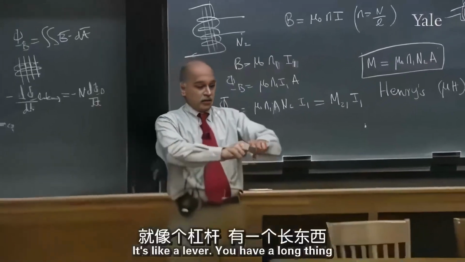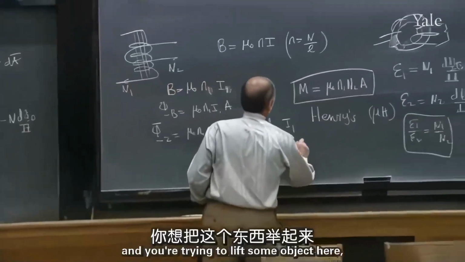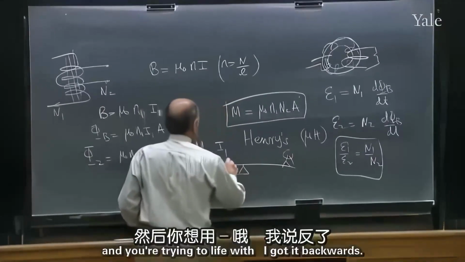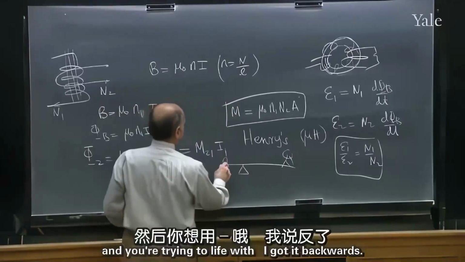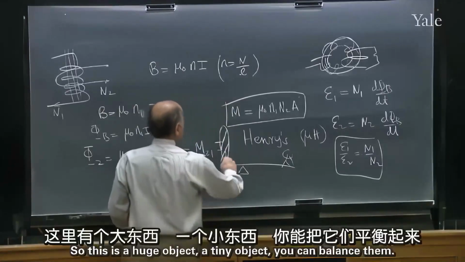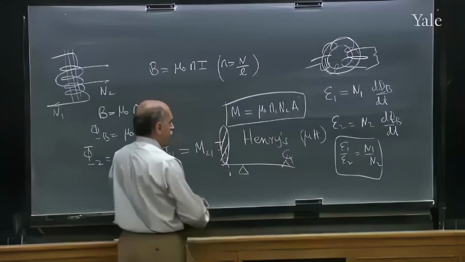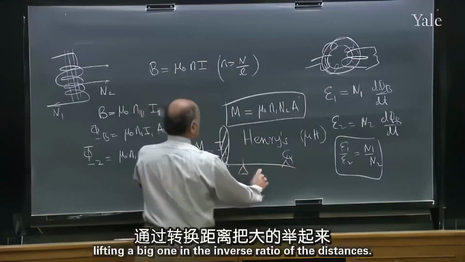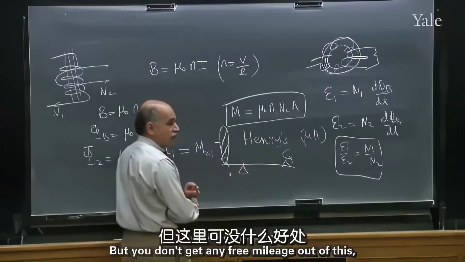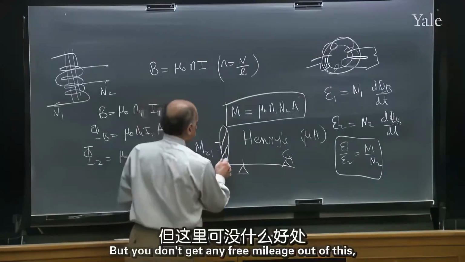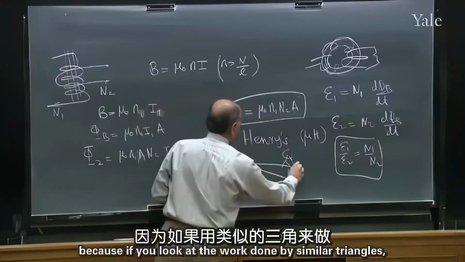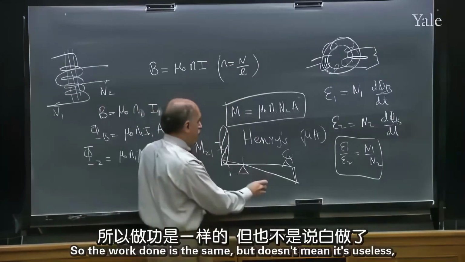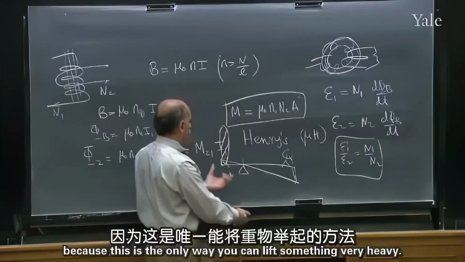It's like a lever. You have a long thing, and you're trying to lift some object here, and you are trying to lift with a, I got it backwards now. So this is a huge object. It's a tiny object. You can balance them. By varying the distance, you can have a tiny guy lifting a big one in the inverse ratio of the distances. But you don't get any free mileage out of this, because if you look at the work done by similar triangles, this will have to move a lot, that'll have to move a little. So the work done is the same, but that doesn't mean it's useless, because this is the only way you can lift something very heavy.